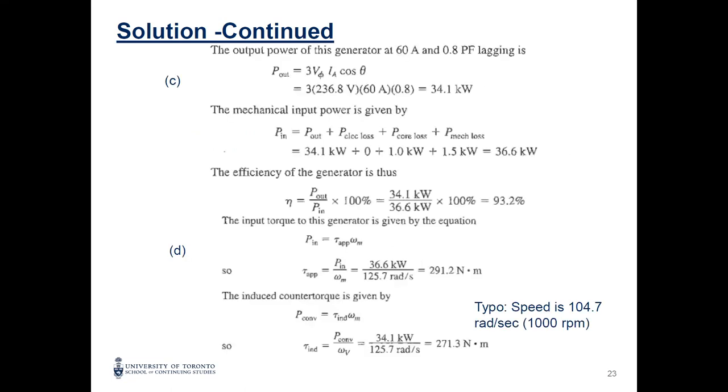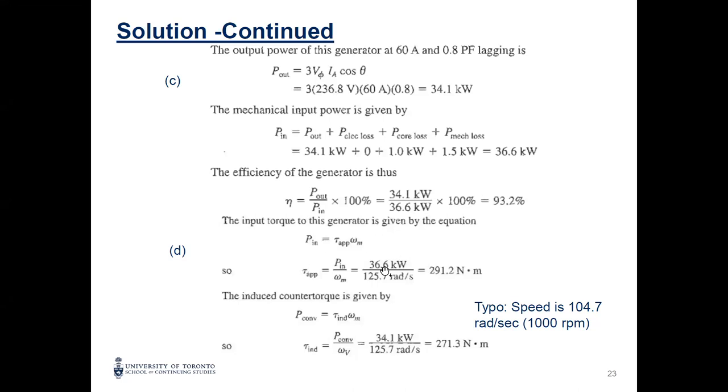Okay, they asked about the efficiency. So first, to get the output power, they use this 3 V phase I. Then the mechanical input power. This is the powers we have. Electrical loss is zero because R_A is zero. Efficiency is output over input times 100%, 93%, that's a very good one.